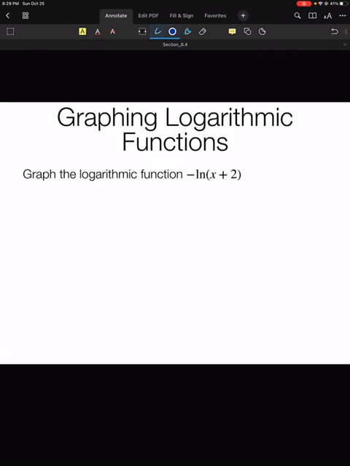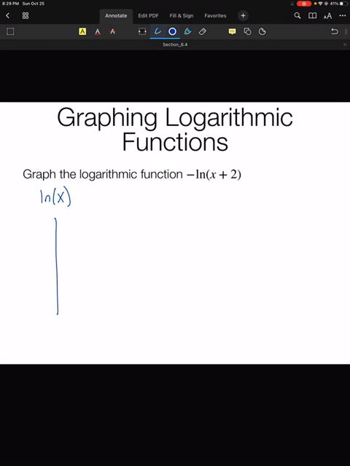So we have negative ln of x plus 2. Again, I'm going to stress two different parts of graphing these functions. Again, this is graphing with transformations. What I'm going to do here is draw them, but for an exam, I would only expect you to write the steps of how the transformation changed the function. So we'll start out with the base logarithm, which would be the natural log of just x.